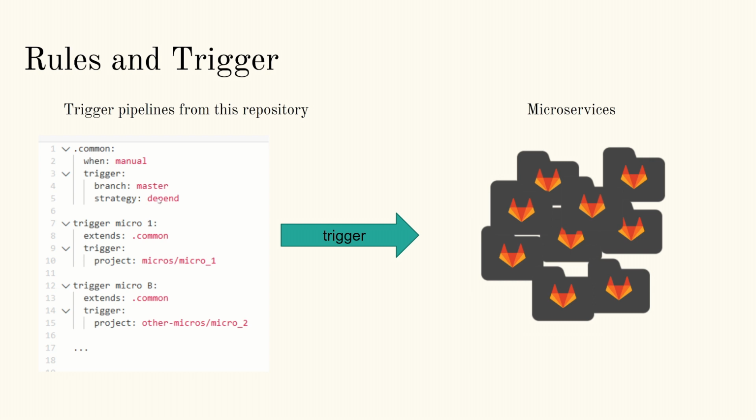We also use the extends keyword. We want to spawn a pipeline in specific project on master branch, and we want to wait for this pipeline. So by clicking on trigger job, we will spawn a new pipeline in a specific project. But here's one problem. We will spawn a whole pipeline, but we only want to deploy the specific service. So we can fix it using rules keyword in microservices pipelines.